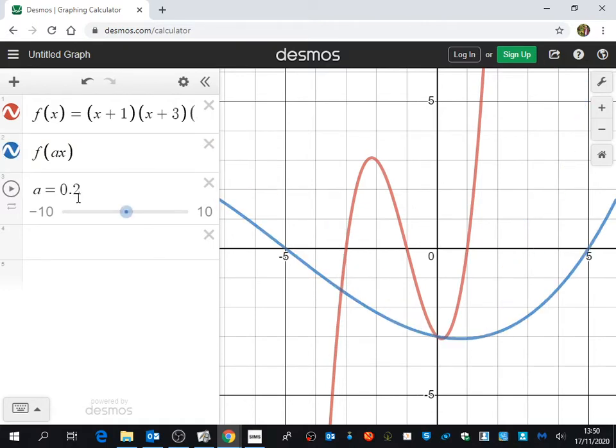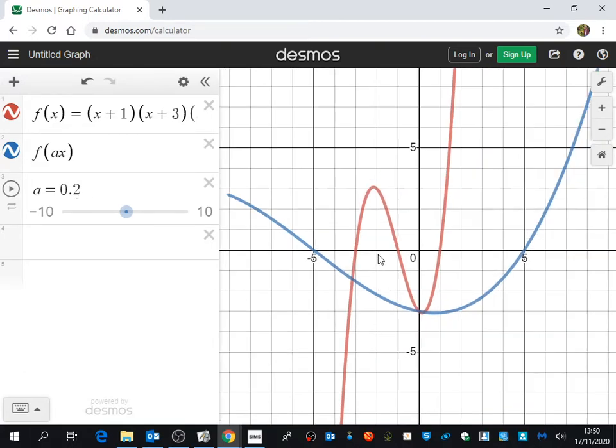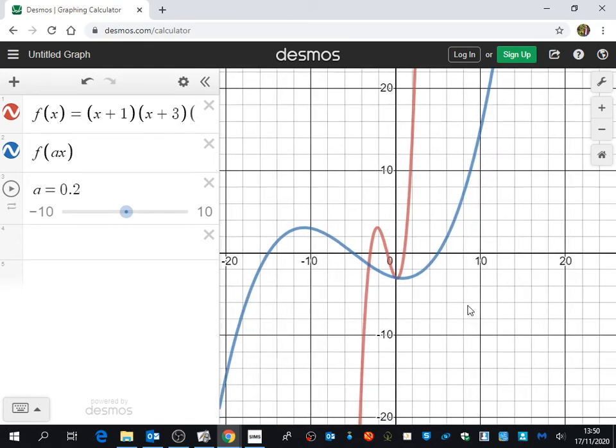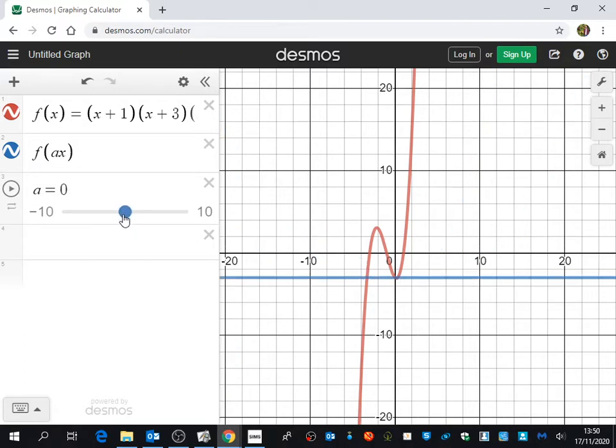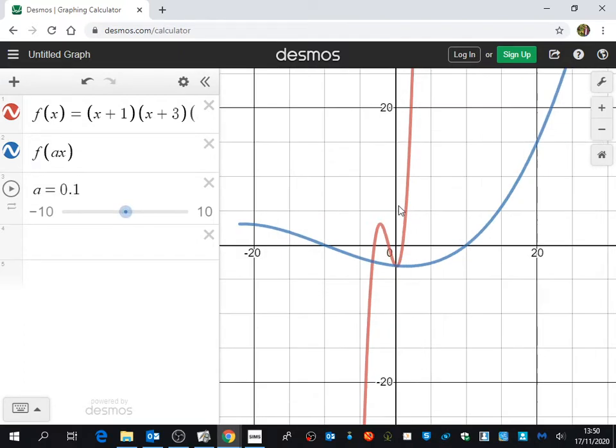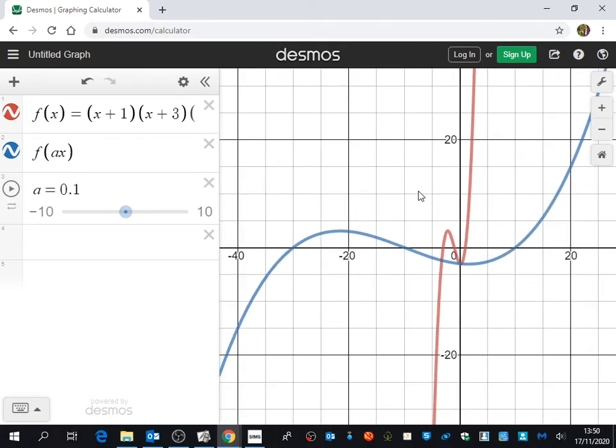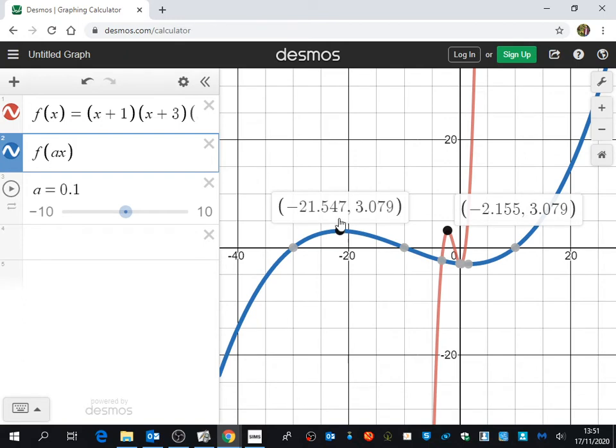Okay, so zoom out. If it's 0.2, what's actually the stretch factor, do you think? Timesing it by 5. Okay, so it is now 5 times wider than it was before because the inside bit is 0.2 and the reciprocal of 0.2 is 5. If I make it 0.1, it's going to be 10 times stretched out. So it's the same graph, but just 10 times wider. Notice the bump at the top, the y-coordinate is 3.079. Nothing has changed about the y-coordinates, just the x-coordinates are the things that have shifted here.